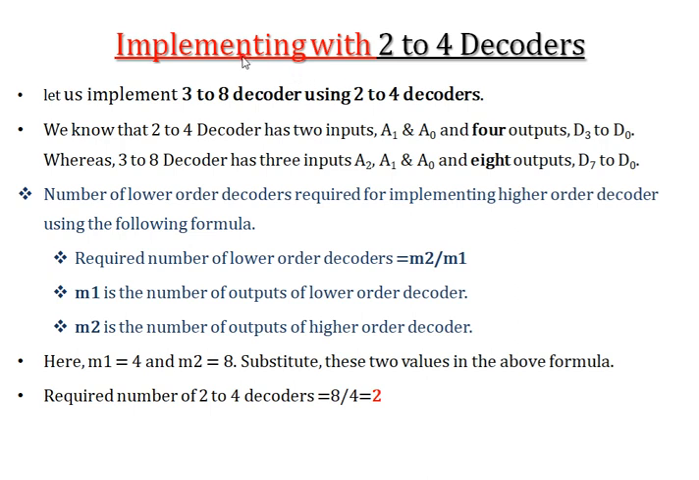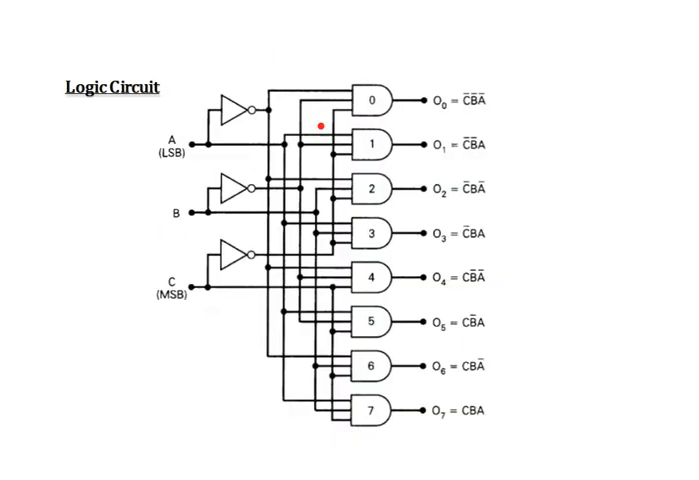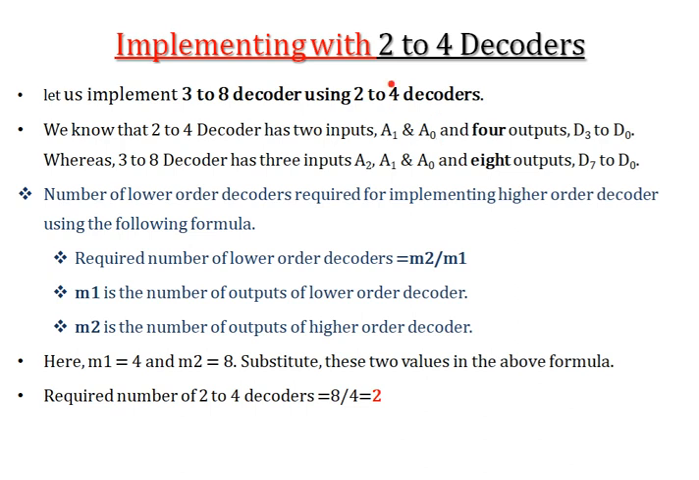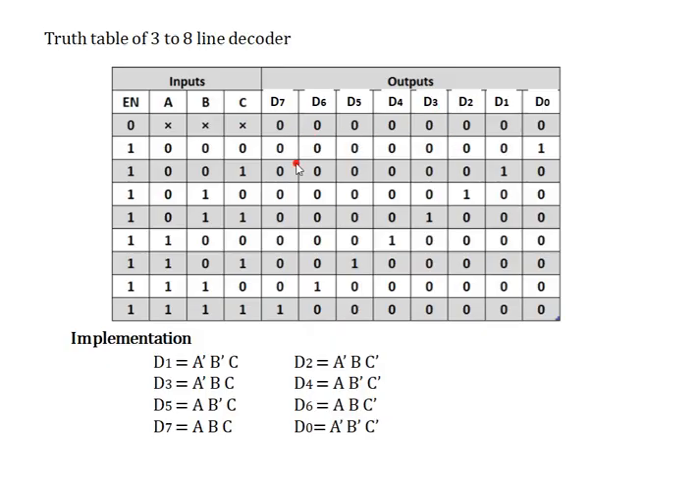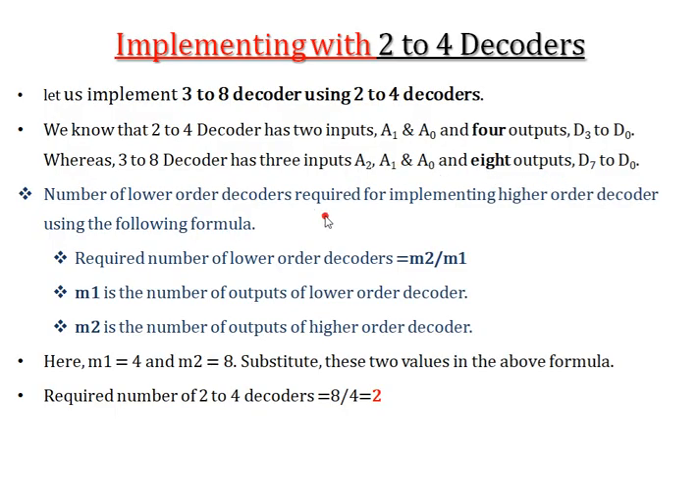Next, implementing with 2 to 4 decoders. This is the same topic, nothing but the 3 to 8 decoder topic. I am implementing the 3 to 8 decoder using 2 to 4 decoders because implementing this is okay, but implementing a 4 to 16 decoder becomes very complex. So implementing one decoder using another decoder is what I am taking here. Let us implement the 3 to 8 decoder using 2 to 4 decoders.